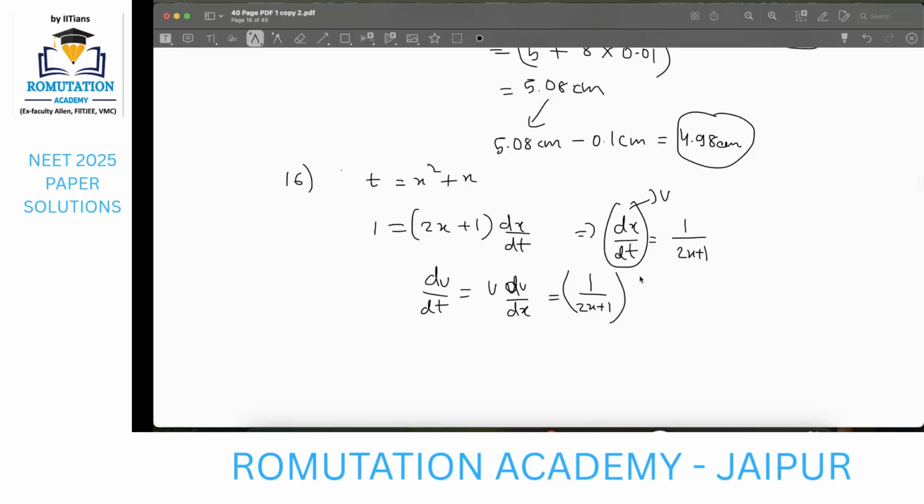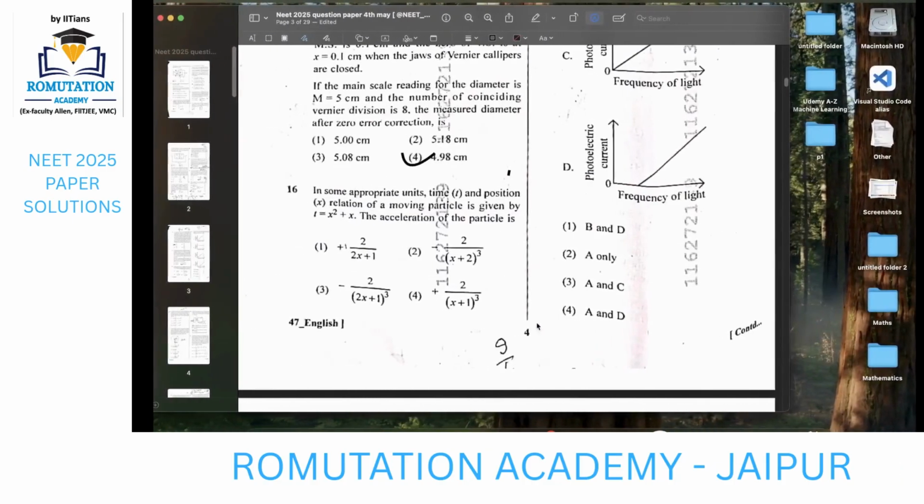But dv by dx, if I do it properly, I think I will have to apply the chain rule. So if I do that, dv by dx I can easily calculate will be minus 1 upon 2x plus 1 whole square multiplied by 2, because I am applying a complete chain rule for getting this differentiation dv by dx. So I think the answer we are supposed to get is minus 2 upon 2x plus 1 whole square, or no, it should be whole cube, right? So the power should be whole cube.